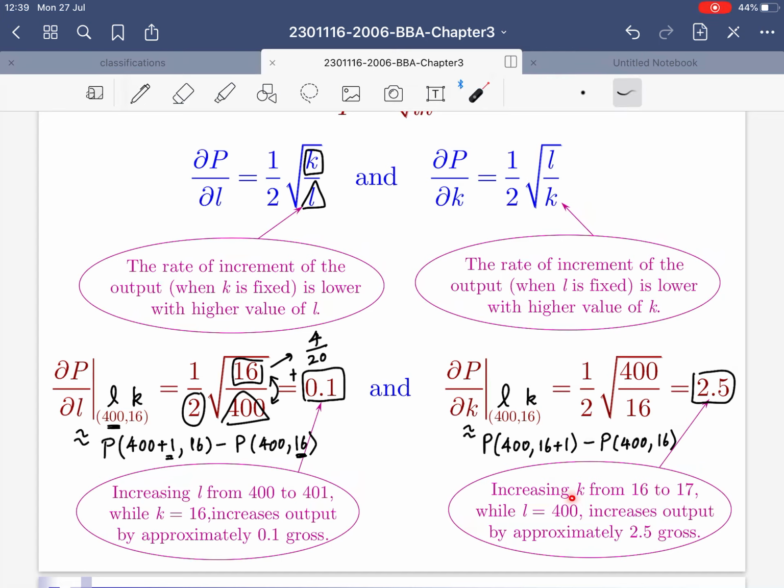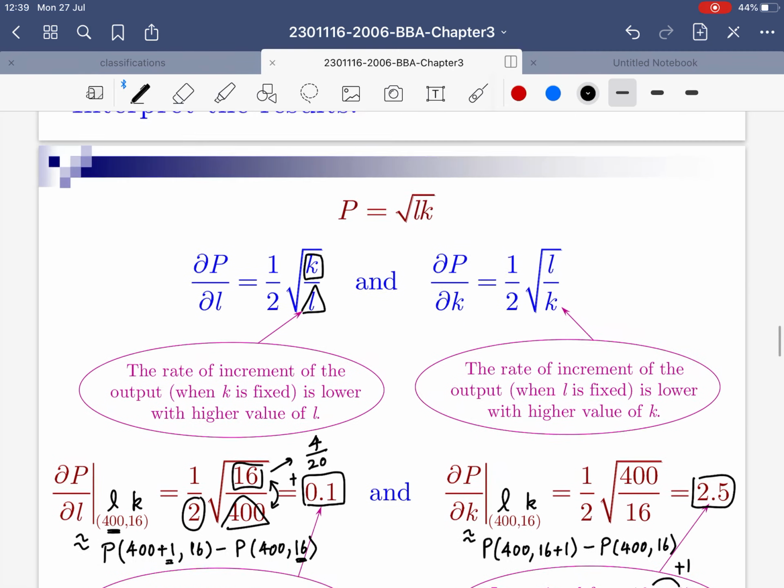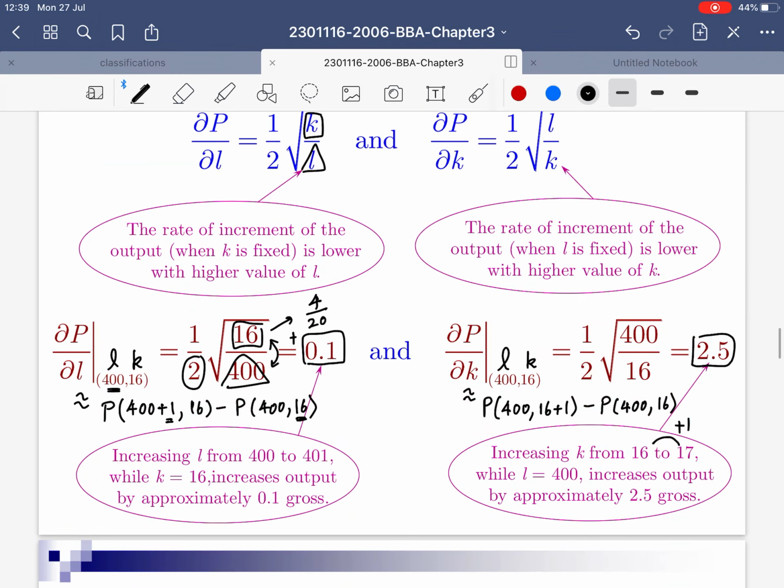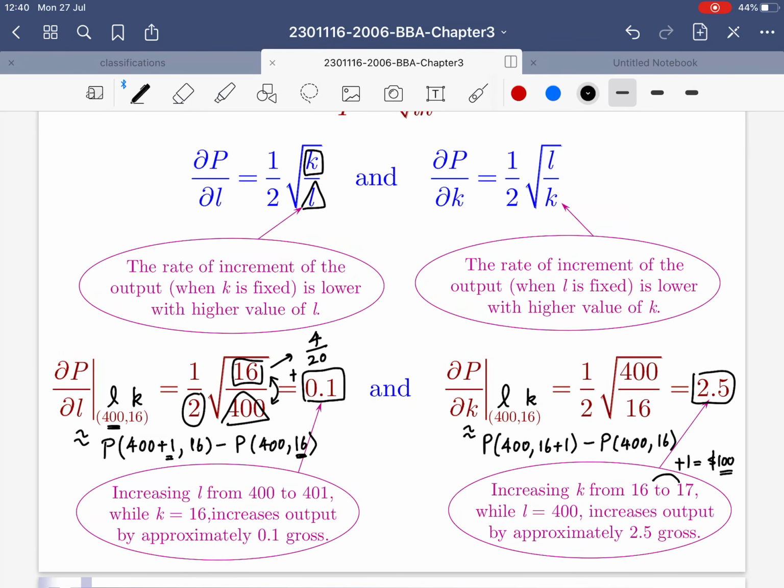So what does this mean? It means that if you increase your K from 16 to 17 units, but your L, the labor, stays at 400, the increase in output will be approximately 2.5 gross. Okay, so don't forget that even though you see that it increased by 1, 1 unit of capital is actually $100. So don't forget that it is the same as an increase of $100. Read it carefully when you deal with a word problem.